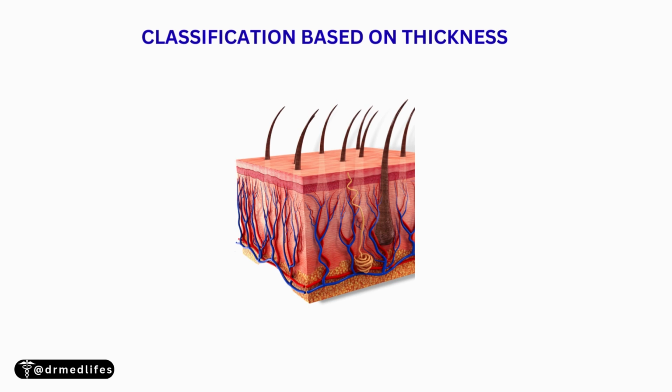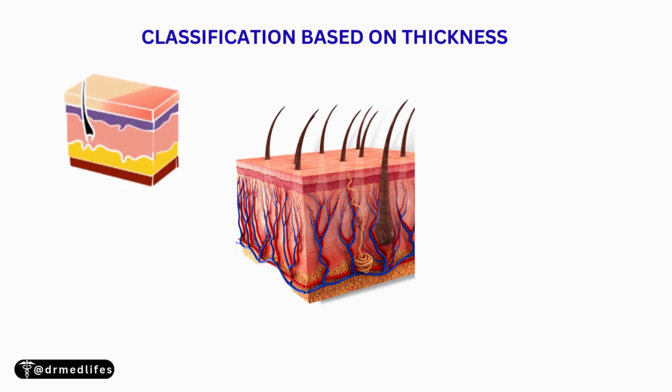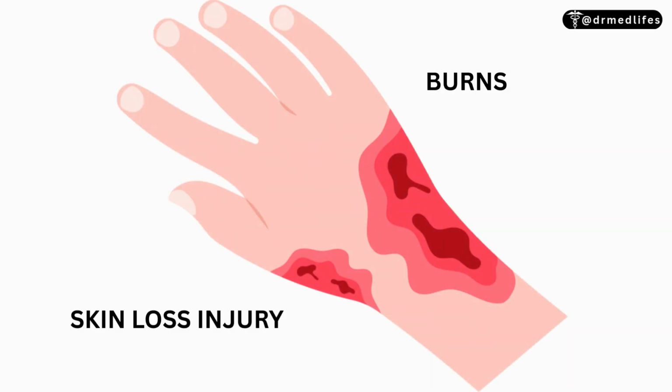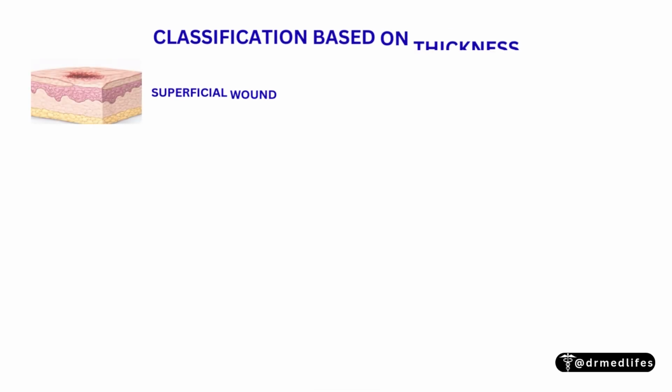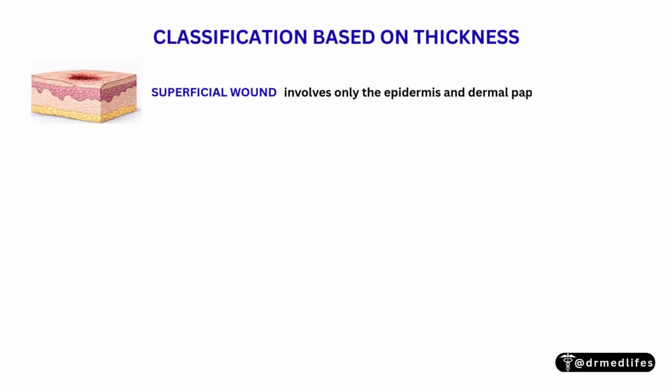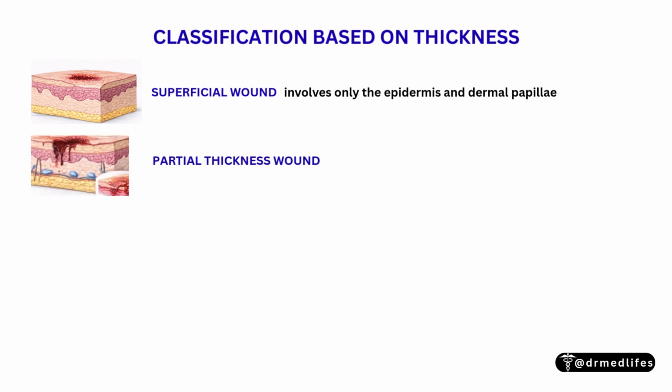Now let's talk about classification based on the thickness of wound. This is especially important in burns and skin loss injuries. There are several levels here. First, a superficial wound. It involves only the epidermis and dermal papillae. And next, a partial thickness wound.